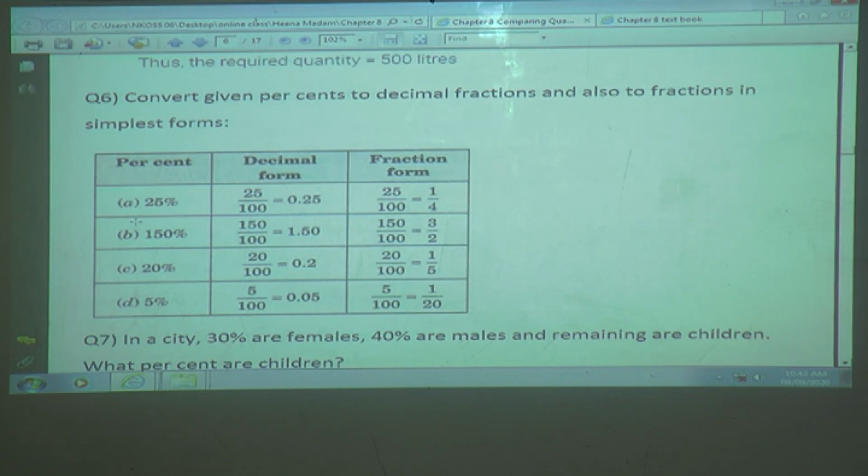So this 25% can be written as 25 upon 100 in the form of a fraction, and if it is reduced we write it as 1 upon 4. Here we have some 2-3 examples that we will see.